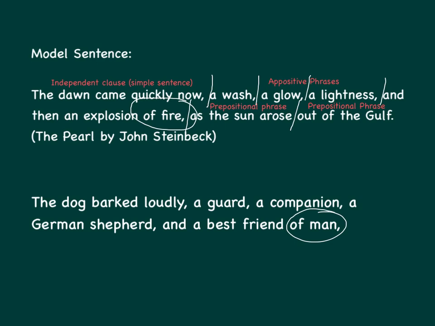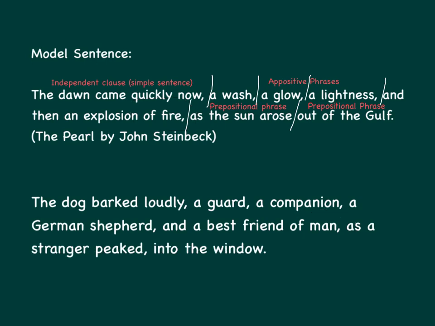Now, for the last 2 sections, 2 more prepositional phrases. Alright, here are my 2 prepositional phrases. As a stranger peeked into the window. You can see that I used the same preposition as they did in the model sentence, which is allowed, although you don't have to. As a stranger peeked into the window, you can see also has nothing to do with as the sun arose out of the gulf. But I have now imitated this model sentence.